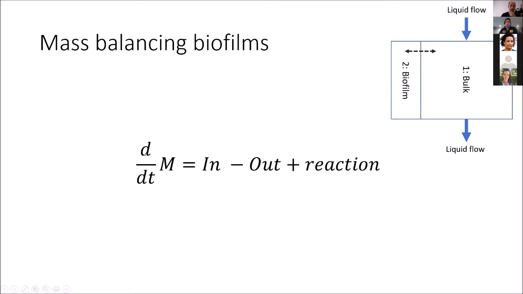So in mathematical terms, the derivative with respect to time of the mass in the biofilm, and the derivative with respect to time of mass in the bulk liquid. And this is really simple. I think we've all learned this in school. Mass balance is just what goes in minus what comes out plus reaction terms. So that's what we're going to be looking at.